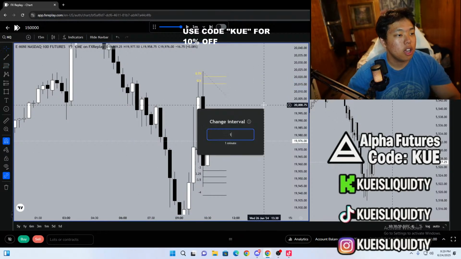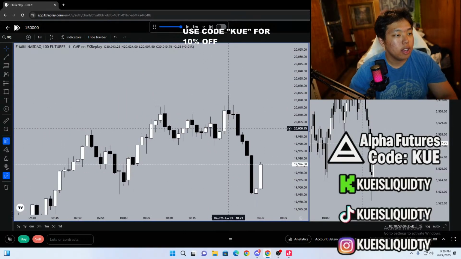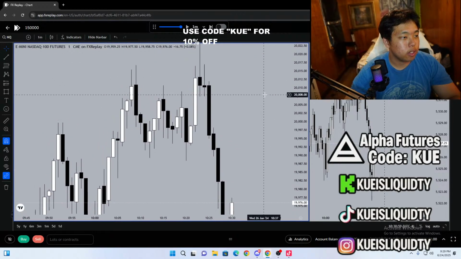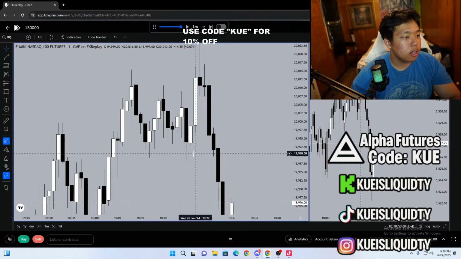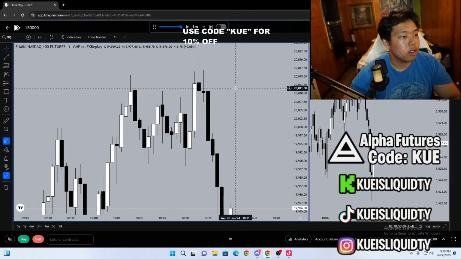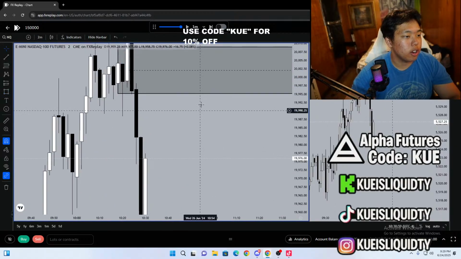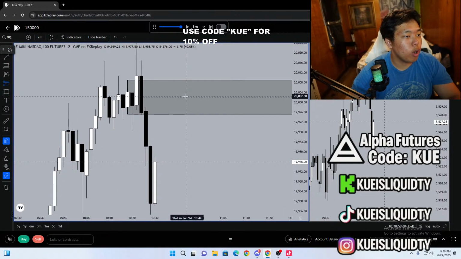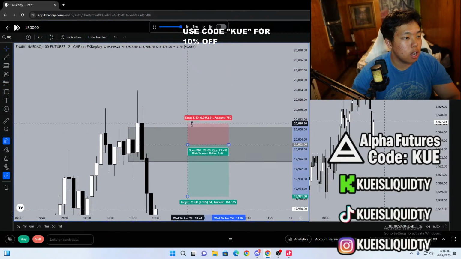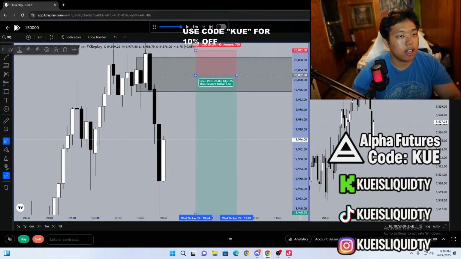Nice rejection block. But guess what? We do have a breaker here, right? A high, low, higher high. This is the breaker. We can enter off the CE of this breaker here on the 2-minute chart. 10-point stop loss. Let's see how this breaker reacts to the CE of this wick.